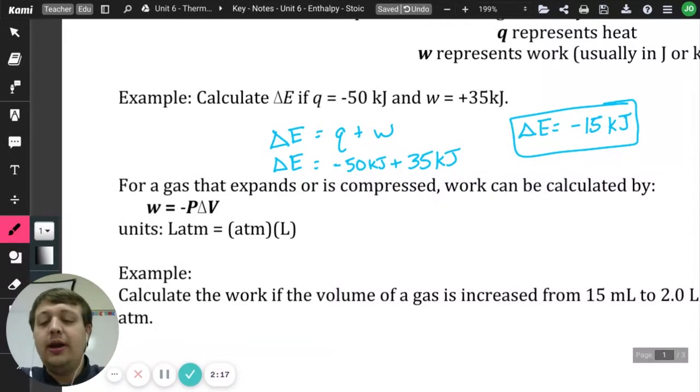Okay, now we've got another question here. So it says for a gas that expands or is compressed, work can be calculated by W, work, equals negative P times the change in volume. So negative P would be your pressure times the change in volume. And for work, the units that we are going to be using in chemistry is going to be liter atmospheres. So you're going to take your atmospheres and you're going to multiply them by your volume. So pressure times volume. Okay.